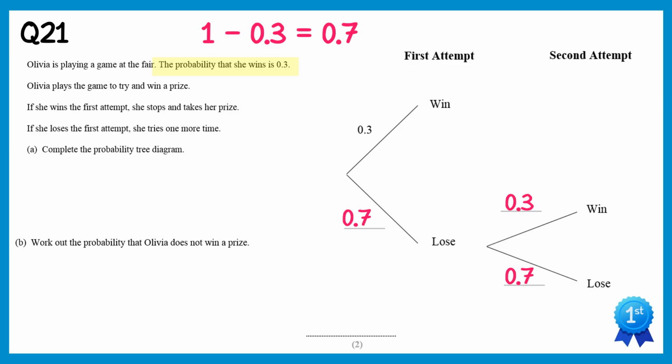For part B of this question we need to work out the probability Olivia does not win a prize. This means she loses both times, so we go along lose, and then lose again. When you move along the branches of a probability tree, you multiply the probabilities, so we need to do 0.7 times 0.7, which gives you 0.49.